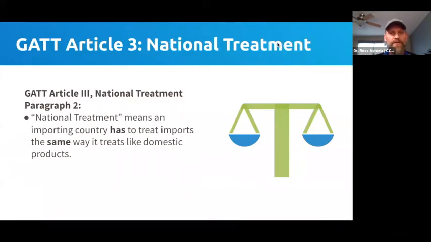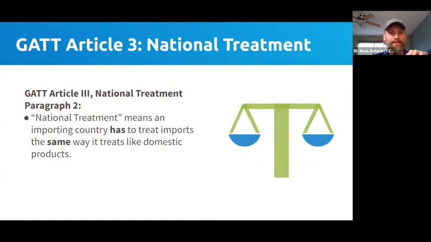So let's take a look at Article 3, national treatment. This means that any country, a party to the GATT, must treat imports the same as it treats national products of the same type. So for instance, if the United States has an excise tax on steel of $1 per ton, then it can charge that same excise tax on steel imported from Canada, but it can't charge a higher rate than that.